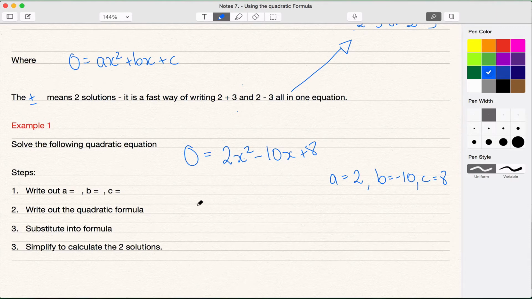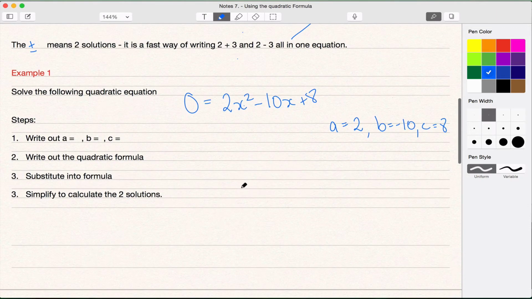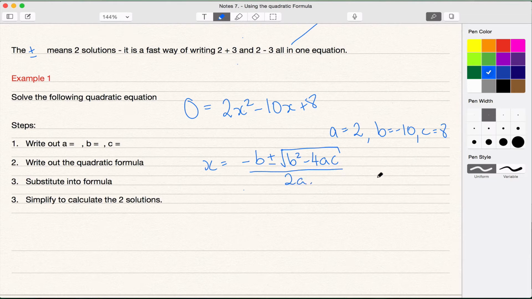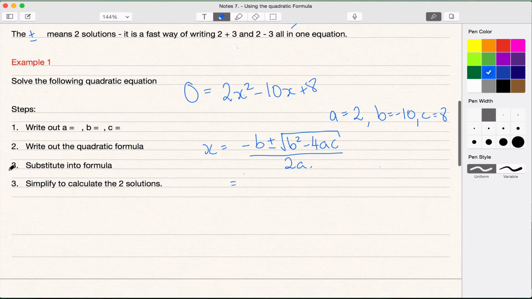Second step, write out the quadratic formula. X equals negative b plus or minus square root of b squared minus 4ac all over 2a. Third step is to substitute your values here into the formula.